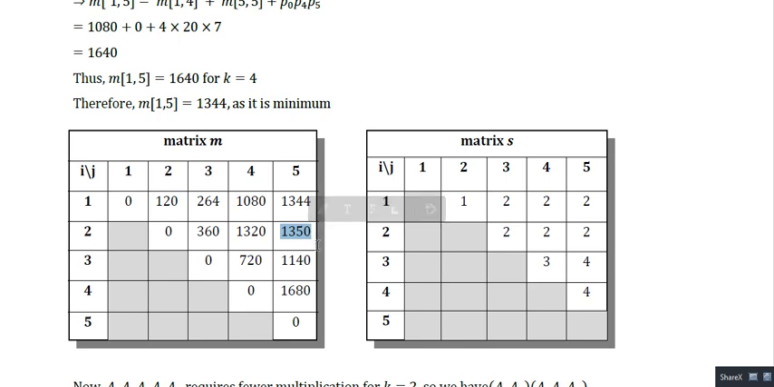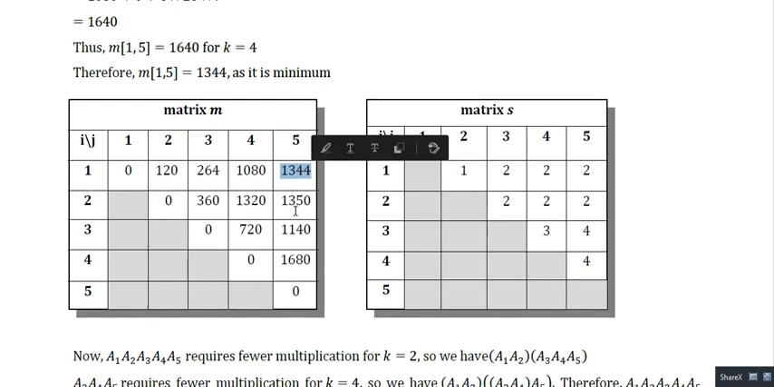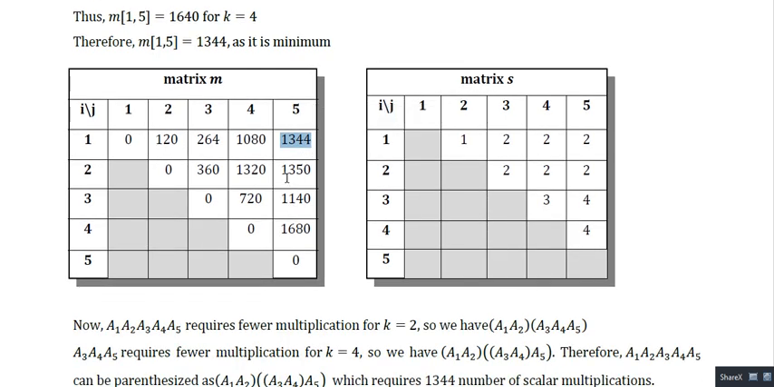But our target is to find the minimum scalar multiplication for the sequence A1 to A5 with the point at which the parenthesization will be done. So for A1 to A5, how many minimum scalar multiplications will it be? 1344, because A1 to A5. Okay, right. So we have got the number of scalar multiplications, but the main target is where to put the parenthesis, right?